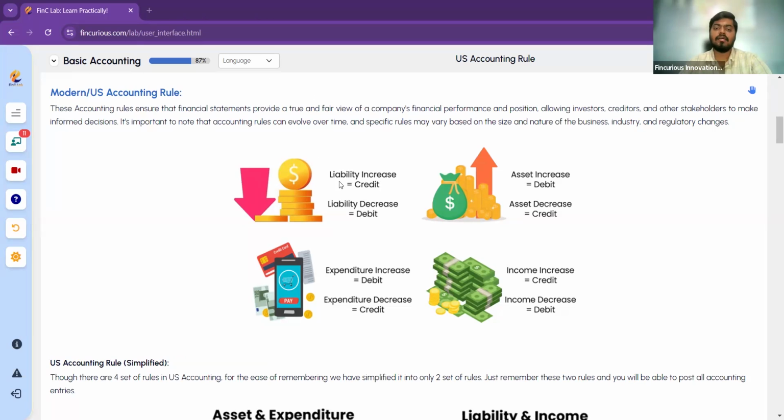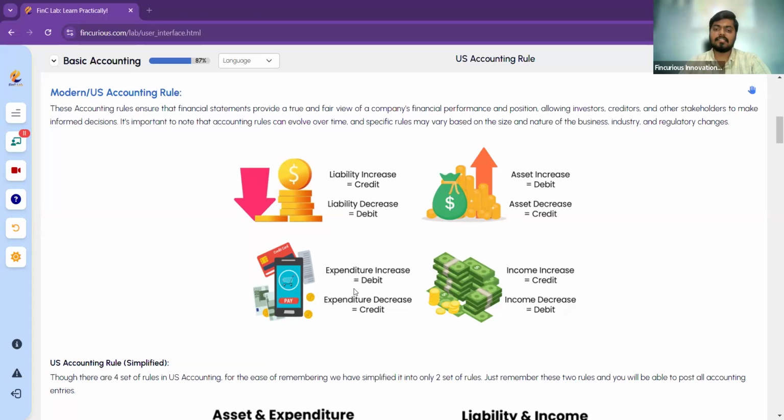You can see here, if a liability increases, we need to credit that particular account. If it is decreasing, we need to debit it. The same can be seen for incomes also. Income increases, credit; income decreases, debit. So for both liability and income, if it is increasing, we need to credit that particular account. If it is decreasing, we need to debit that particular account.